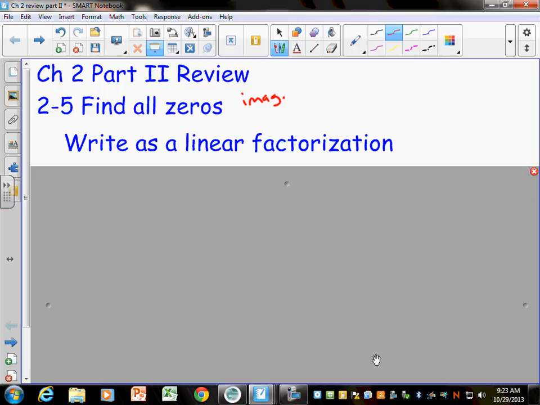Make sure you pay attention to the directions tomorrow. If it says find the zeros, remember you're writing your answers like x equals 2, x equals plus or minus 3i. As opposed to the directions that say write a linear factorization. I will not be answering that question during the test tomorrow. What does this mean? Linear factorization means you find your zeros, and then you write them as a product of the factors.